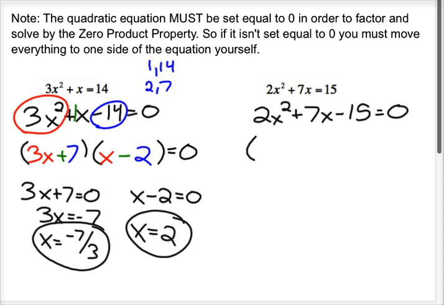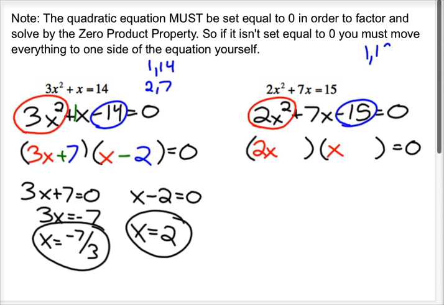So to put this in factored form, how do I get 2x squared? And the only way to get 2x squared is if this time I have 2x and x. Shooting for 15 is 1 and 15 or 3 and 5. All right. And again, notice we're multiplying to a negative 15. So I know right off the bat, one of the numbers in those pairs is going to have to be negative. Now, using number sense, I'm going to start with a 3 and 5 again.